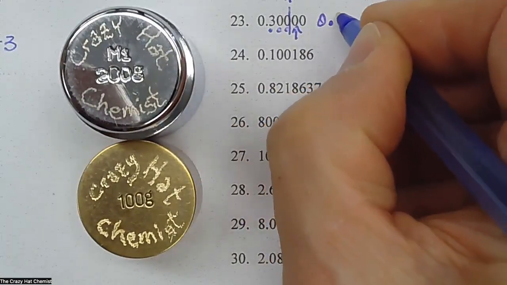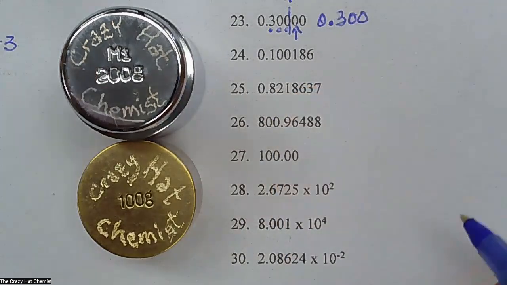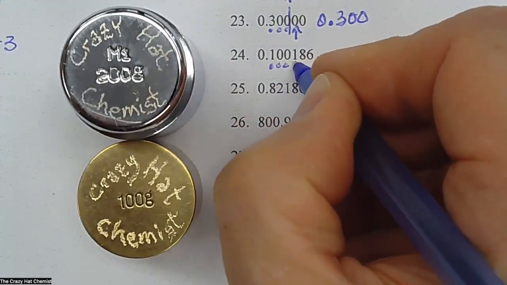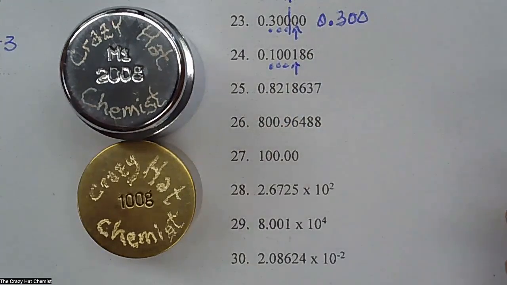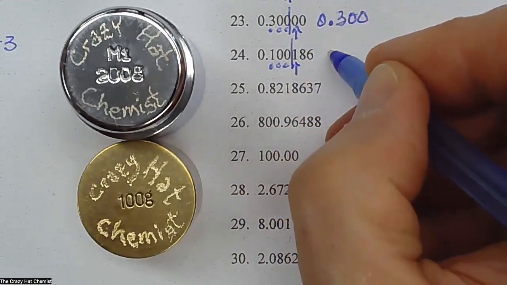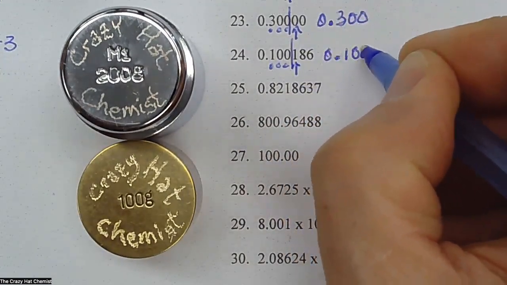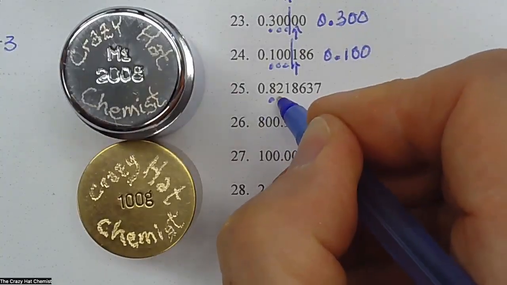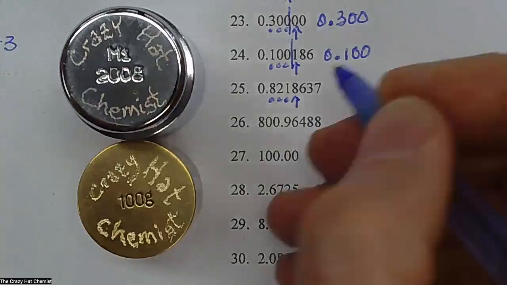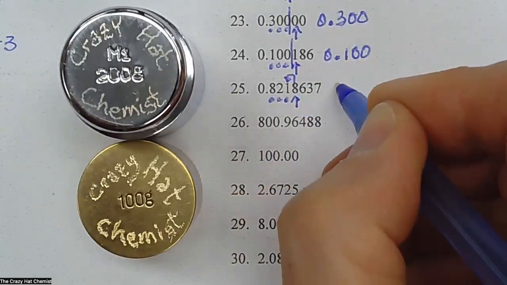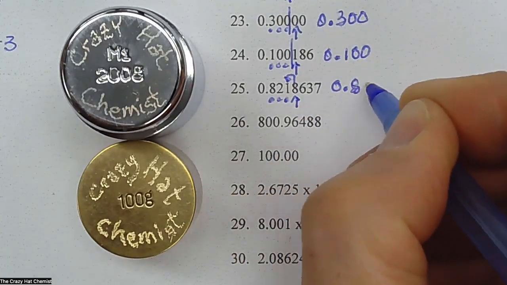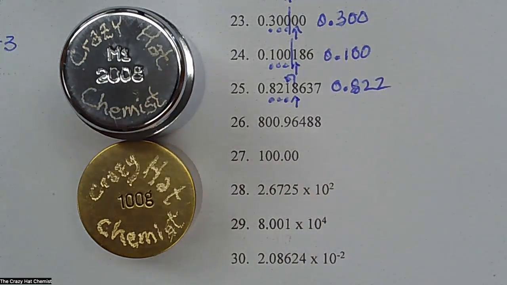That's 0.300. 1, 2, 3 numbers. I'm rounding with that 1. That's 0 through 4. I'm going to chop the number. 0.100. 1, 2, 3 numbers. I'm rounding with the 8. That's 5 or greater. Add 1 to the preceding digit. 0.822.